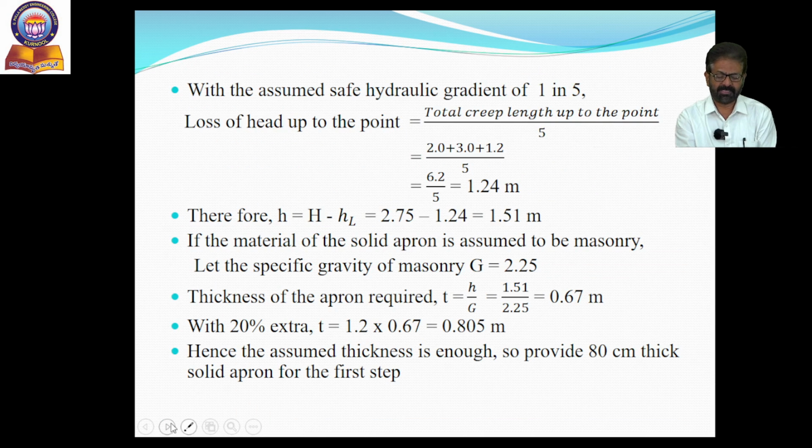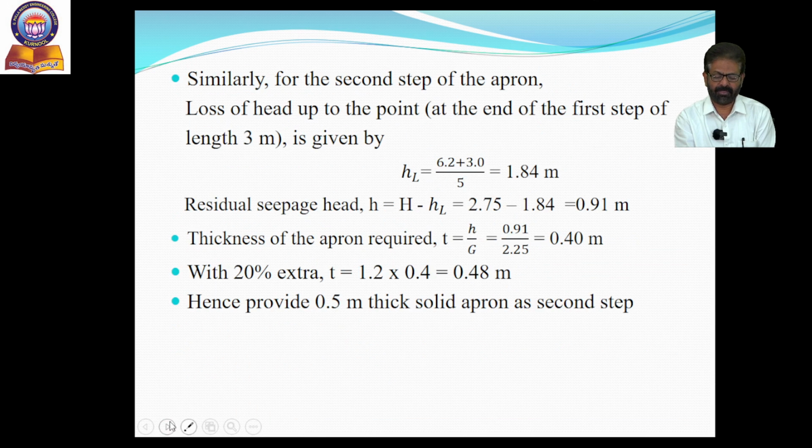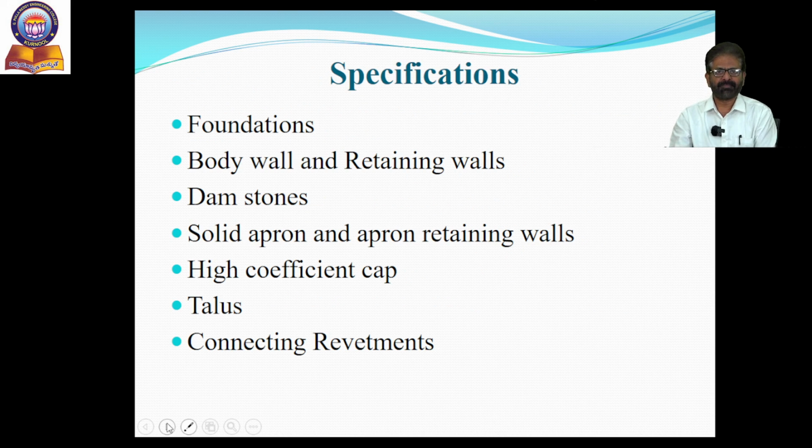Okay, this is about design of solid apron, both length and thickness. I hope it is clear, to determine the length of the apron required and the thickness of the apron required. Now coming to certain specifications. This is also required before going to draw the structure, the drawing features. So you need to learn about certain specifications. In between design and drawing, these are required.